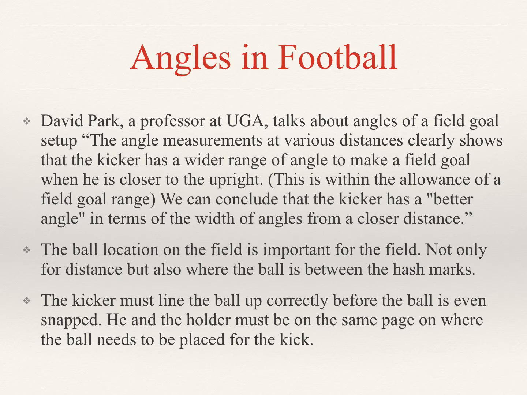Ball location on the field is important, not only for distance but also for where the ball is between the hash marks. The kicker must line the ball up correctly before the ball is even snapped. He and the holder must be on the same page on where the ball needs to be placed for the kick. The other angle for the kicker is how his foot meets the ball and the orientation of the football.